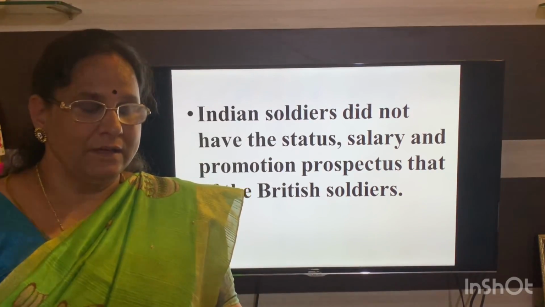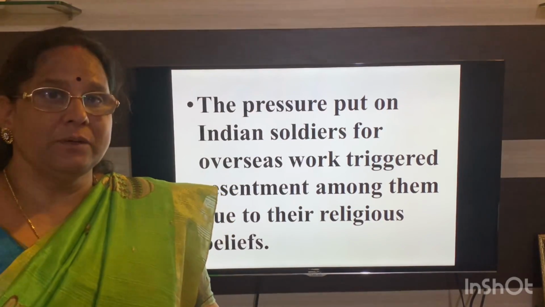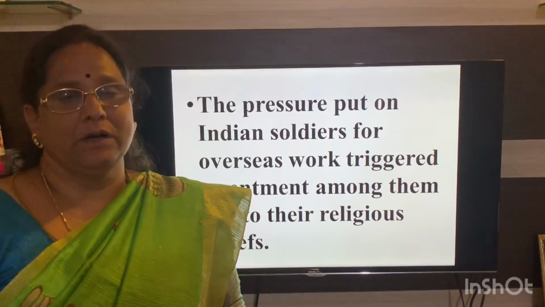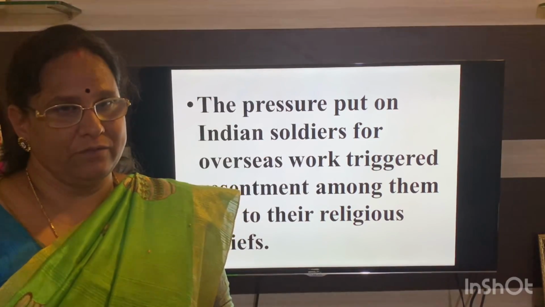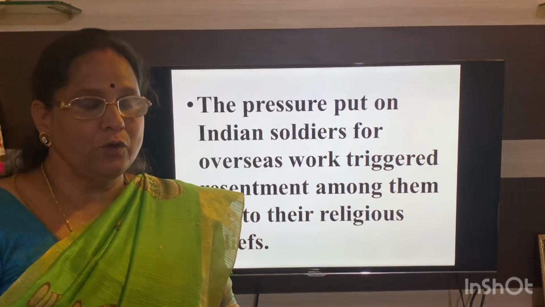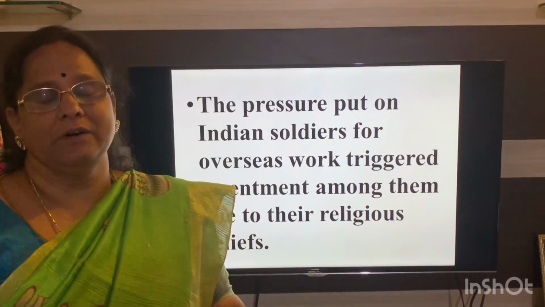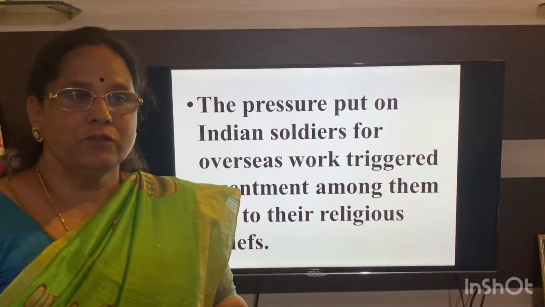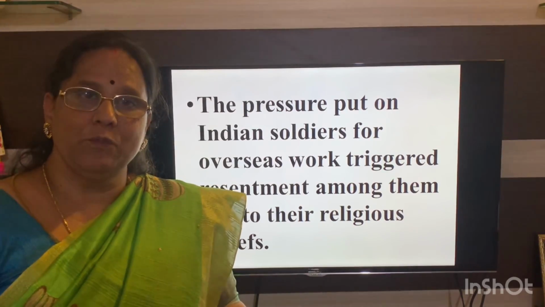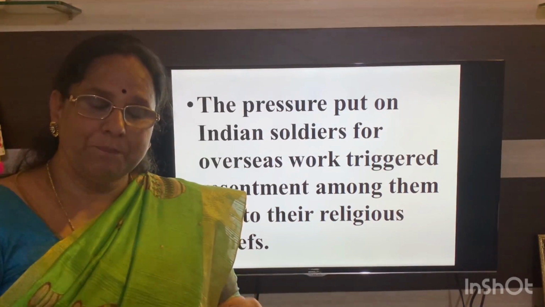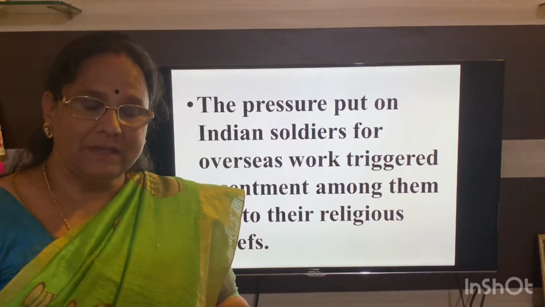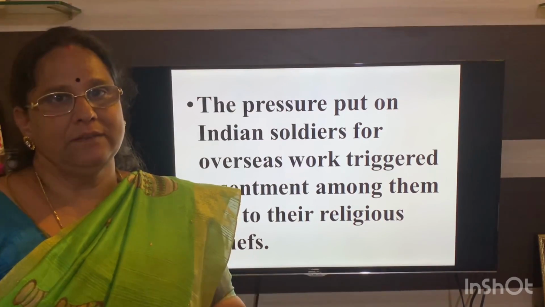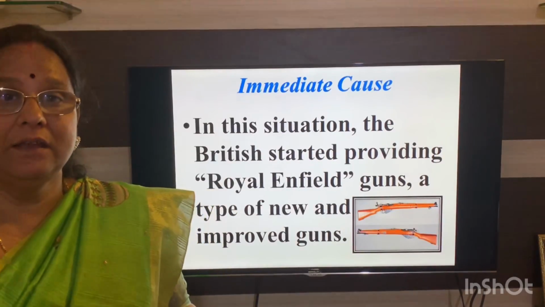And the next one is regarding the pressure put on the Indian soldiers for overseas work, which triggered their religious belief. Our Indian soldiers were forced to cross the ocean and work. Due to that, it affected their religious belief. So in the military reasons, remember 3 points. One is pathetic, the next is salary, status, promotion, and the last is religious belief. These are the 3 points you have to remember about the Indian soldier.